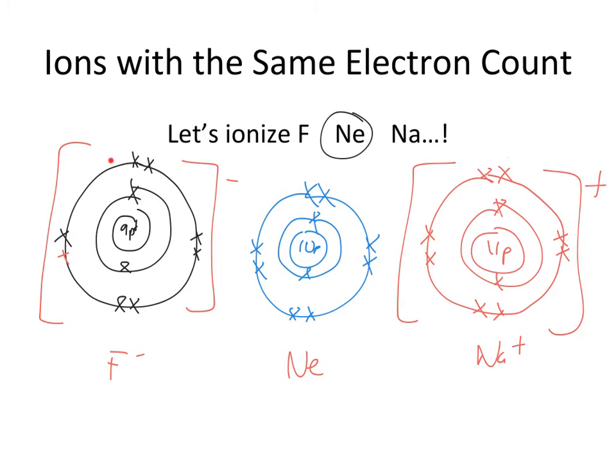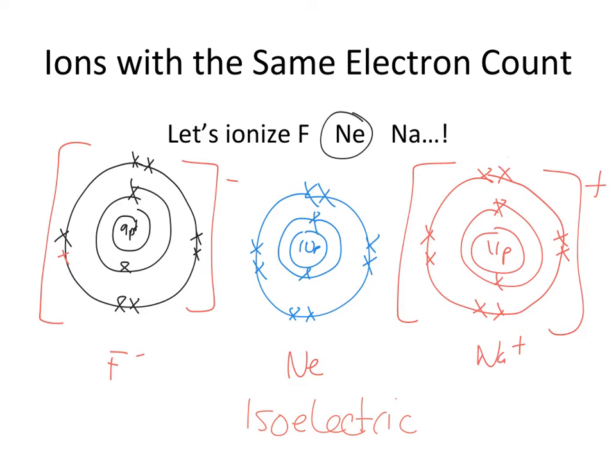They have 8 outer electrons, and fluorine gained that 1 electron to get that 8. Neon already had the 8, and sodium had to lose that 1 valence electron to get the 8 outer electrons. So what we say is that all these three species are isoelectronic. Okay? They have the same electronic configuration. They have the same amount of electrons and a similar configuration.